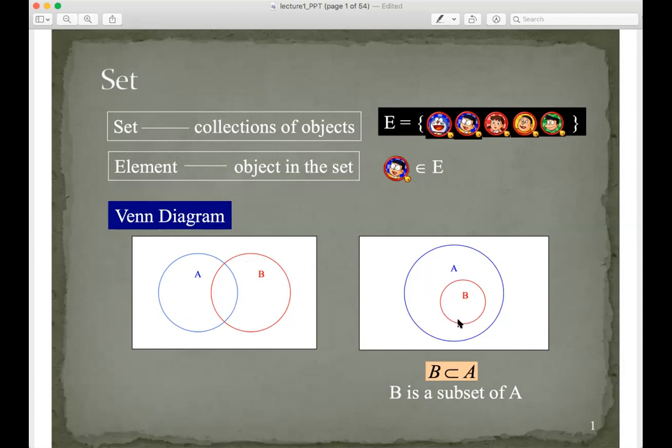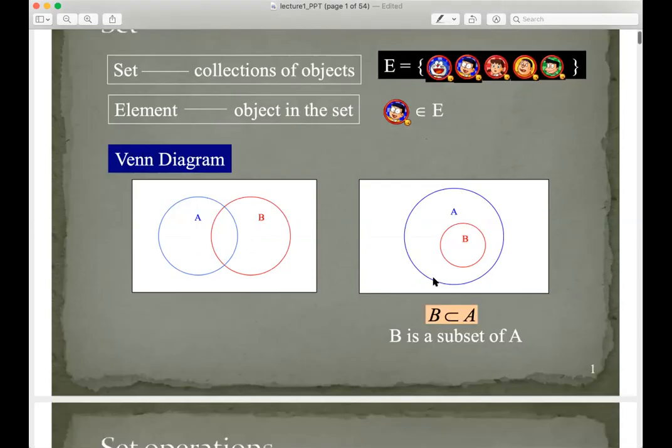If we say that B is a subset of A, that means all the elements within the set B would also belong to the set A. But beware, not all the objects within the set A would belong to the set B.